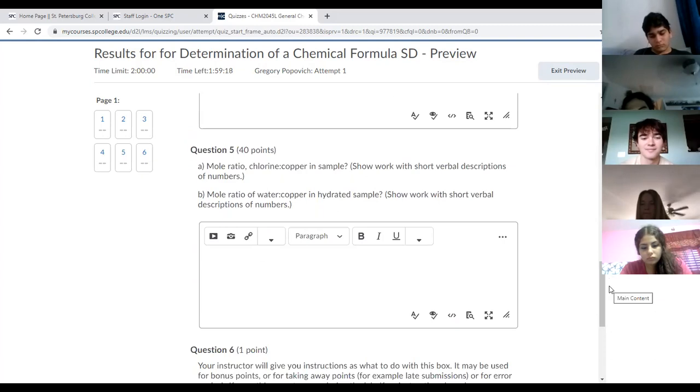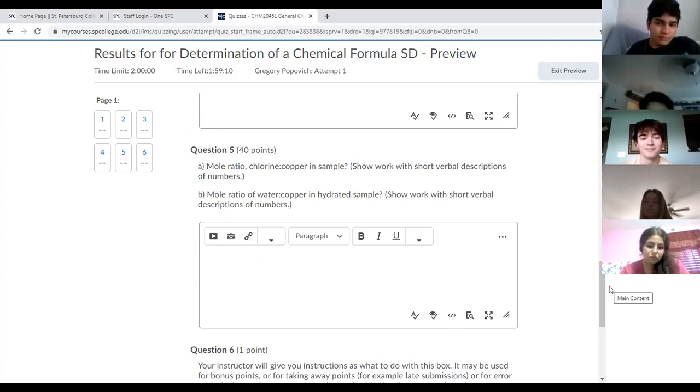Mole ratio, chlorine to copper in sample, and put it in that order. Mole ratio, water to copper in hydrated sample. Put it in that order. If your order is reversed, I will mark it wrong. I'm sorry, but I have to.